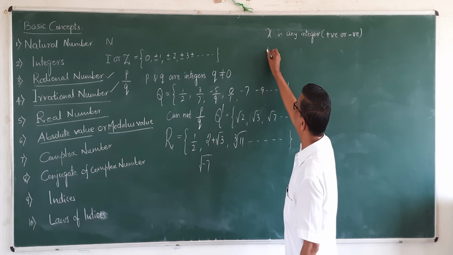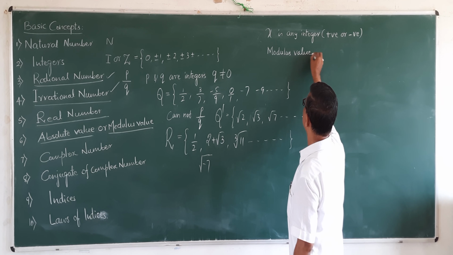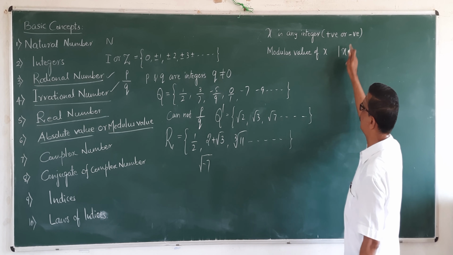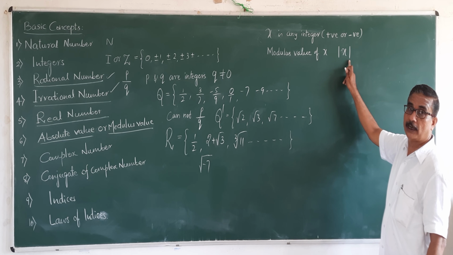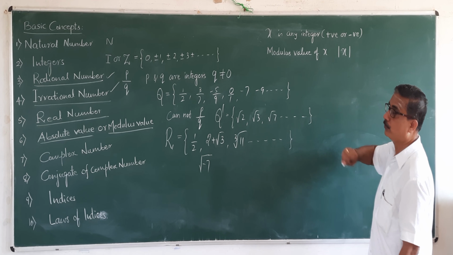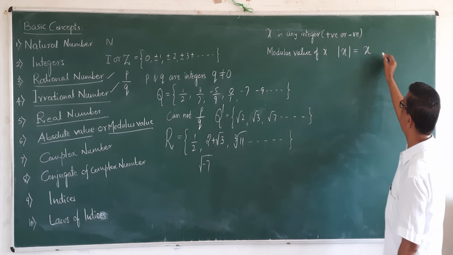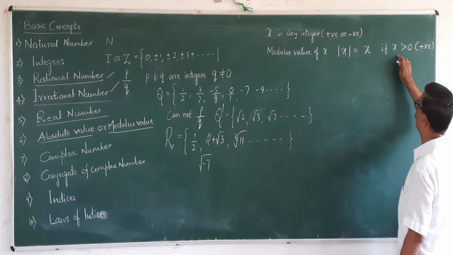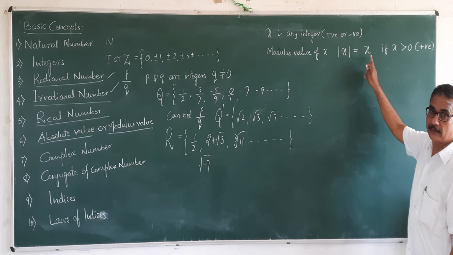The modulus value of x or absolute value of x is denoted by the notation mod x. Read it as mod x. Don't read it as two bars. Read it as mod x. And it is defined as: mod x is equal to the same number x itself, if the condition is x more than 0. More than 0 means positive value. If the x value is a positive number, its value remains as it is.